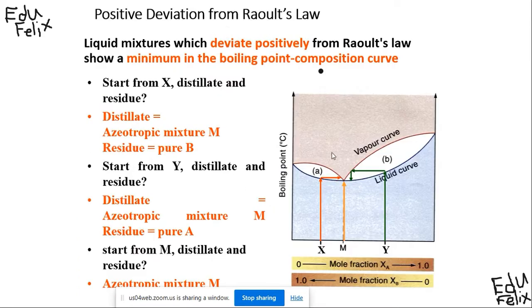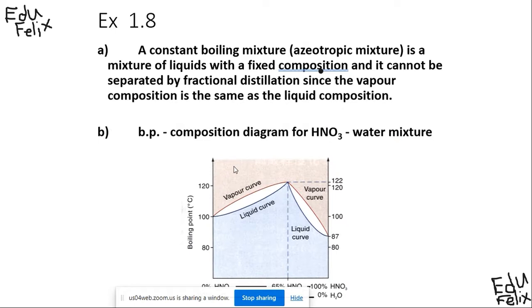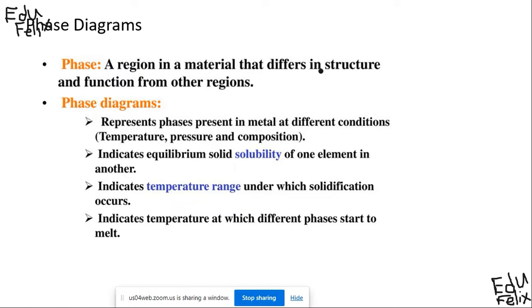Then the positive ones also look like this. Positive means if you start from X and distill the azeotropic mixture M, you can get POB because it moves to this point. If you start from Y, it moves to this point and you can get POA, right? That is the difference between negative and positive. Here I have included some examples to go through, right? So that is called phase diagrams. From those primary things you can identify.